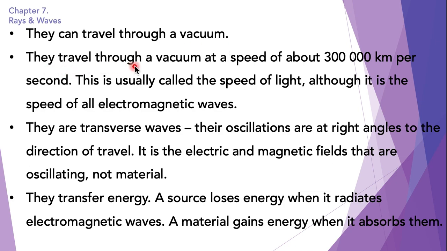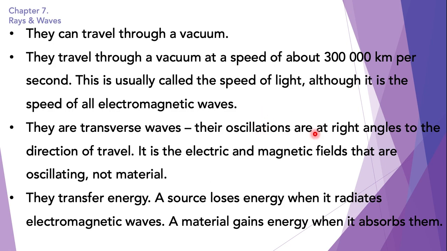Secondly, they can travel through a vacuum at a speed of about 300,000 kilometers per second. This is usually called the speed of light, although it is the speed of all the electromagnetic waves. Thirdly, these waves are transverse waves. We have read this before in the waves and sounds chapter. These are the features that all of the electromagnetic waves have in common.